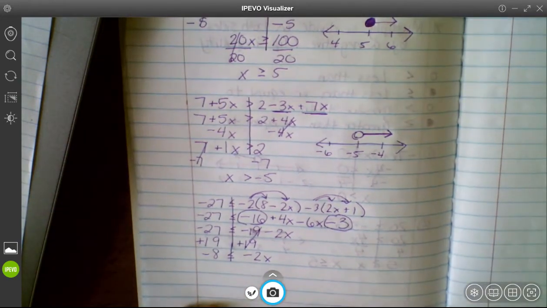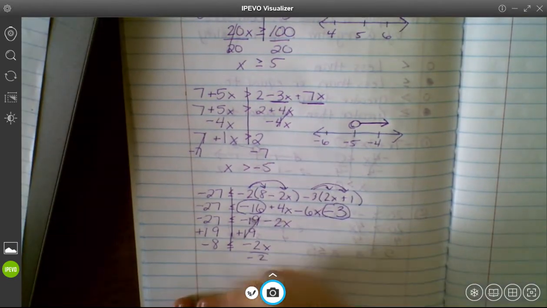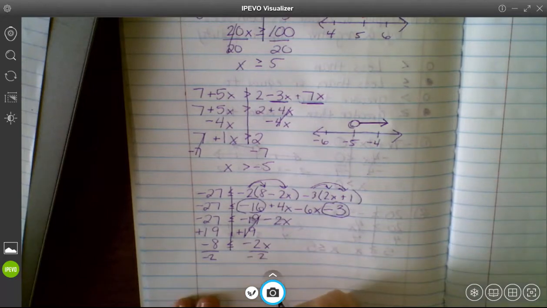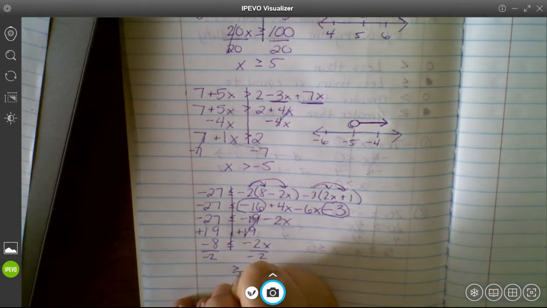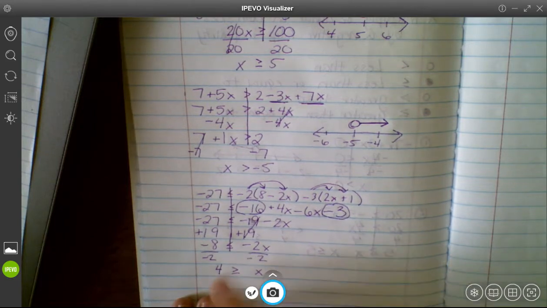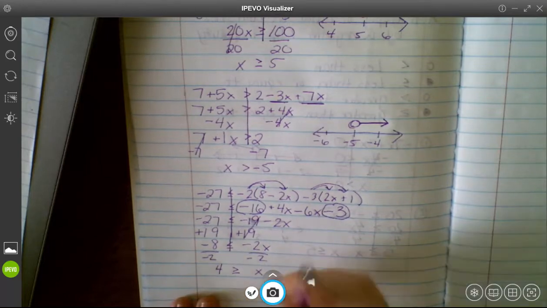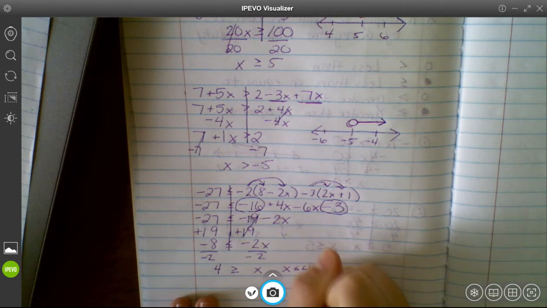So then I'm going to divide by negative 2. I divided both sides by a negative, so I have to flip my inequality sign. Gives me positive 4. And then here's that situation where you guys know I don't like x on the right, so I'm going to flip it. So right now it's saying that 4 is bigger than x. So when I'm done, I want it to say the same thing. So x is less than or equal to 4.